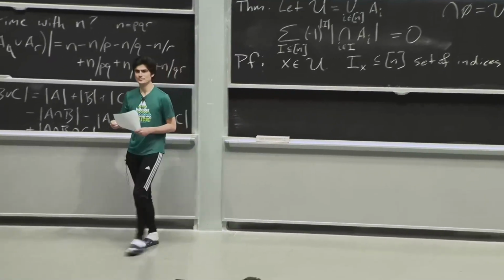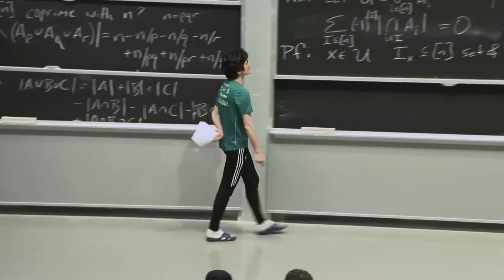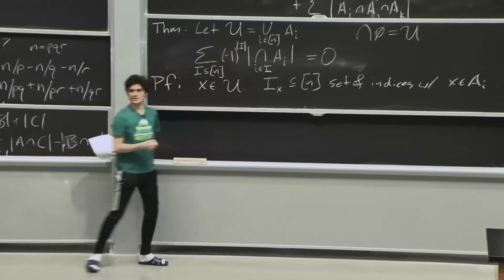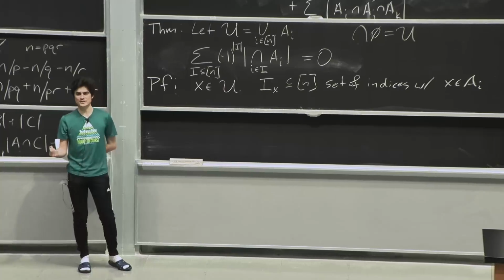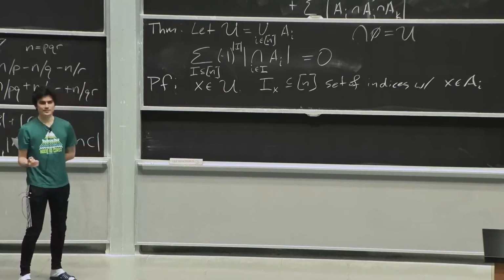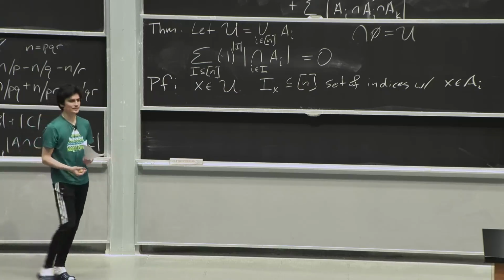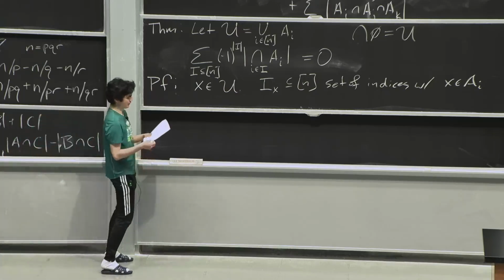Yeah, it's half each, right? So for the ones of odd size, we're contributing -1 to the left-hand side. For the ones of even size, we're contributing +1 to the left-hand side. Because they're half and half, those all cancel. Okay?